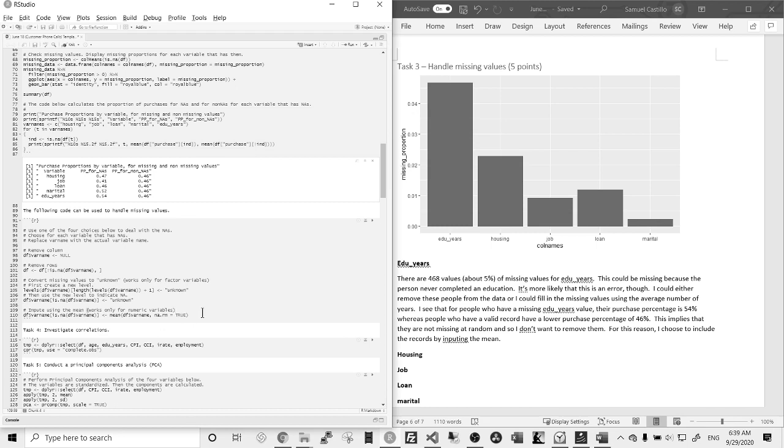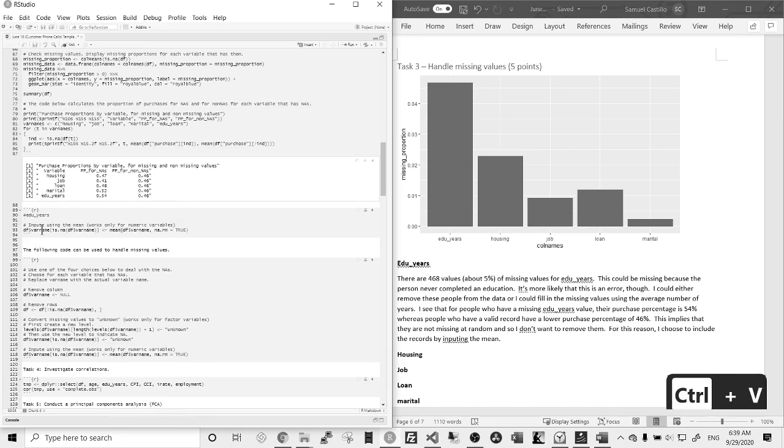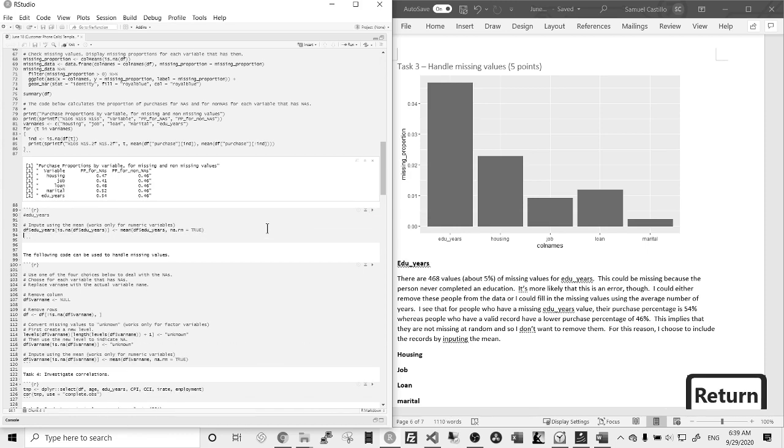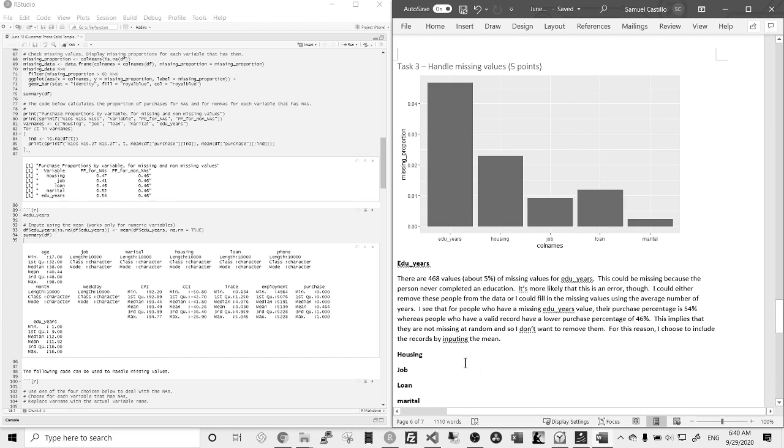So let's impute the mean and say this is EDU years, and then I need to change this var name to EDU years, and this var name to EDU years, etc. Run this, and then quickly look at the summary again and see EDU years has no missing values. Okay, what about housing? Housing has about 2.5%.